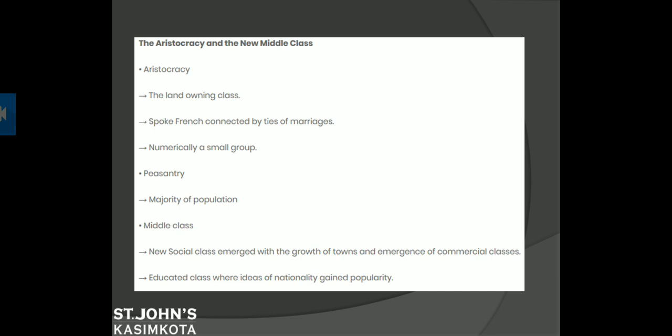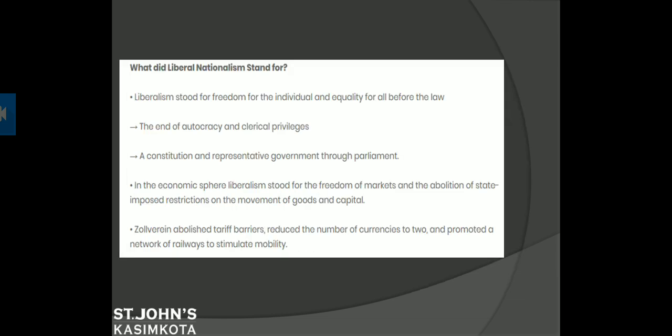So, the aristocracy and the new middle class: the landowning class spoke French and were connected by ties of marriage. They were numerically small groups, the peasantry was the majority of the population, and middle classes were there. A new social class emerged with the growth of towns and the emergence of commercial classes. It was an educated class where ideas of nationality gained popularity. What did liberal nationalism stand for is what we are going to discuss now.